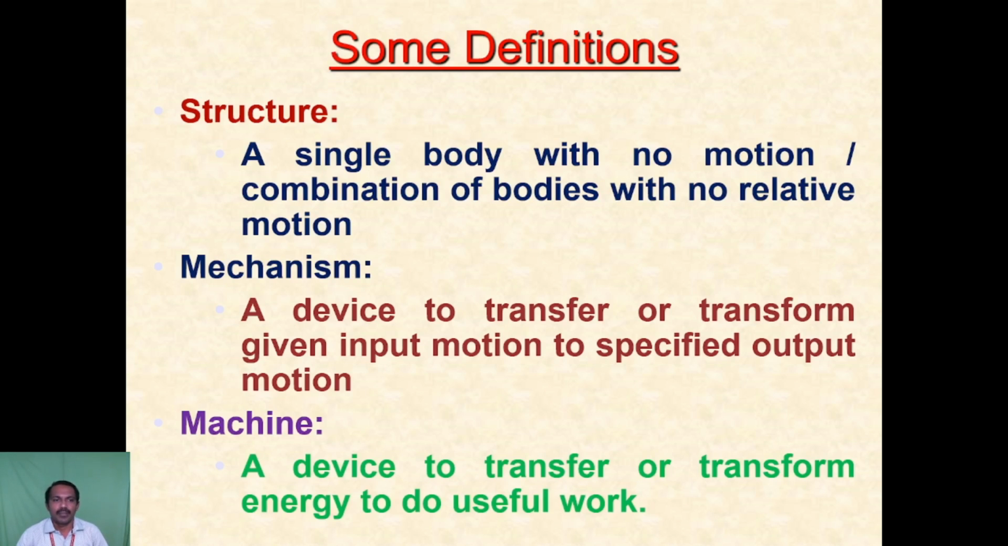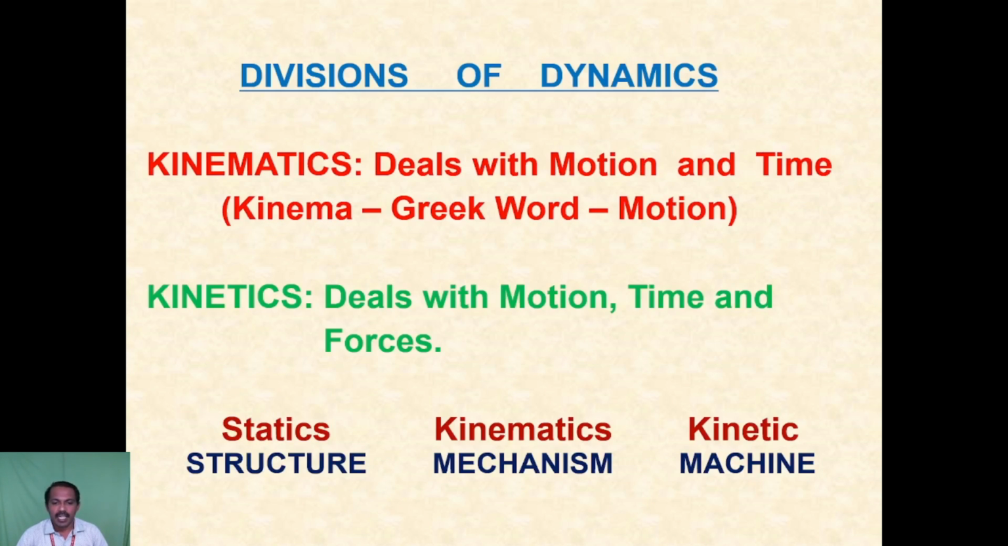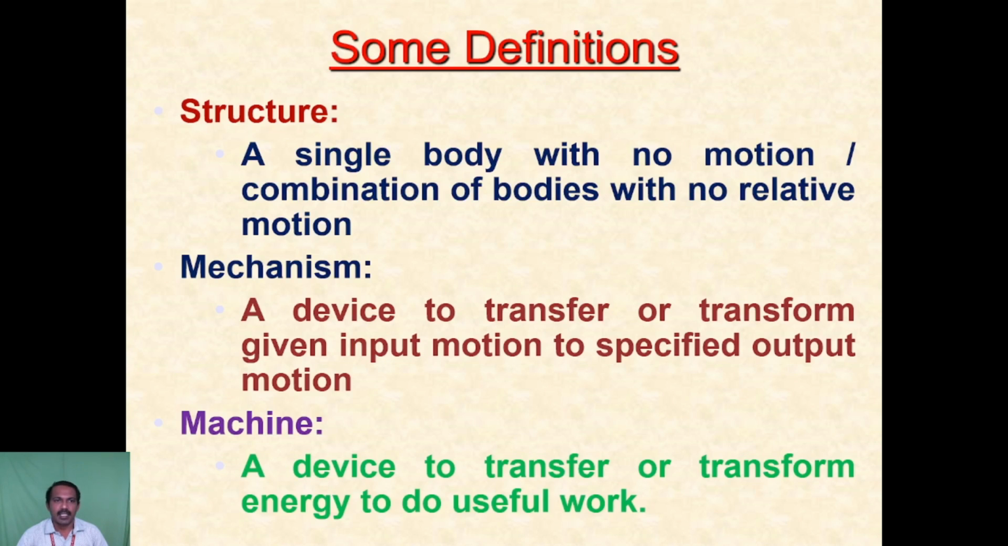Next, structure: a single body with no motion, or a combination of bodies with no relative motions. Then mechanism. Mechanism means a device to transfer a given input motion to a specified output motion. The last one is the machine. A machine is a device to transfer energy to do useful work. So we have statics, kinematics and kinetics.